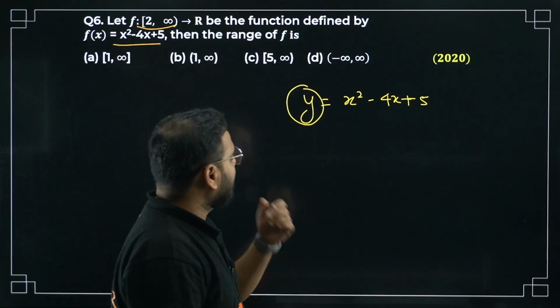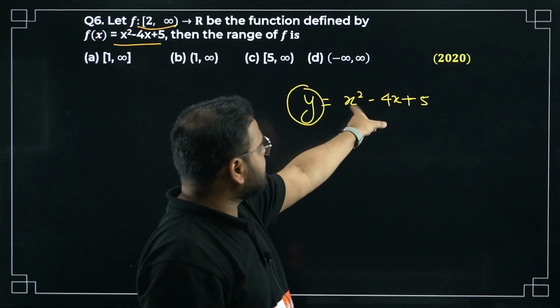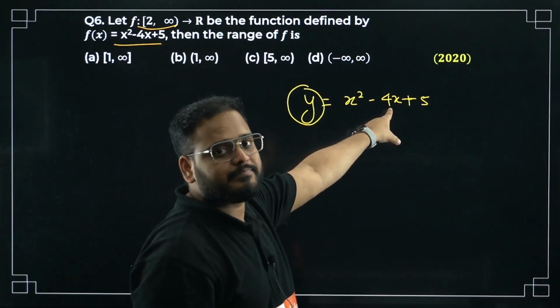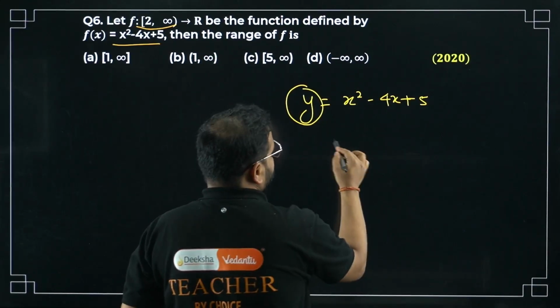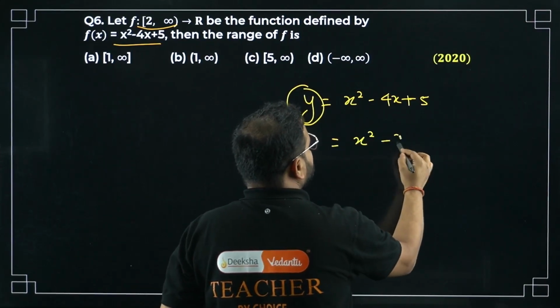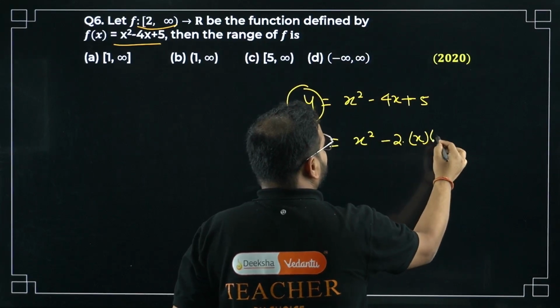Let's do one thing. I can see here x square is there, minus 4x is there. I can make a whole square. Right? A square and 2ab is there. How, sir? A square minus 2 times a into b.